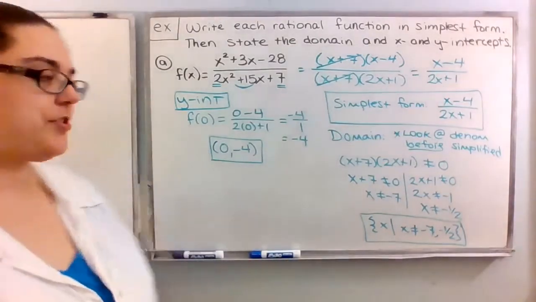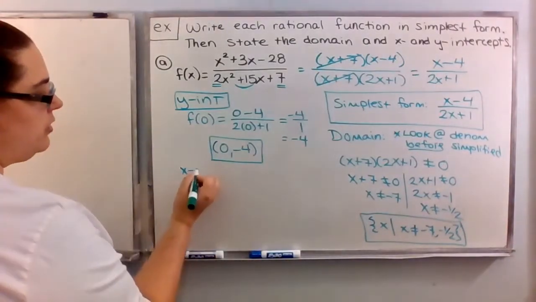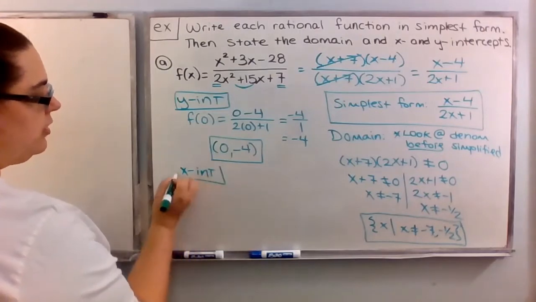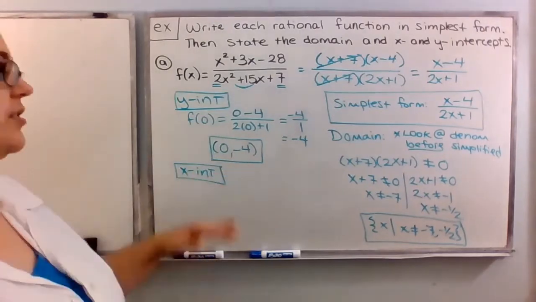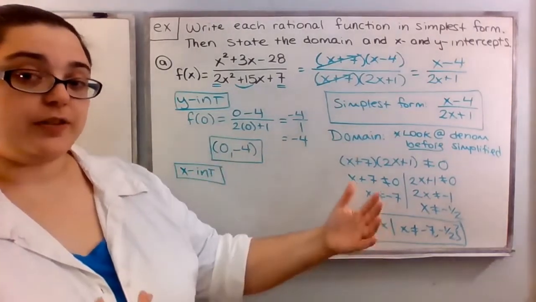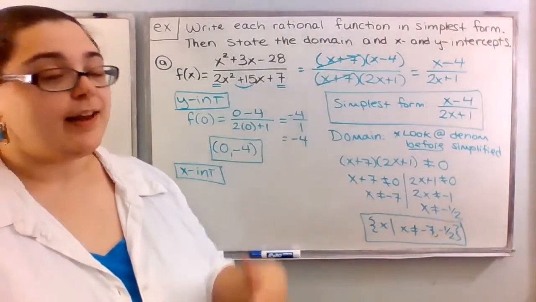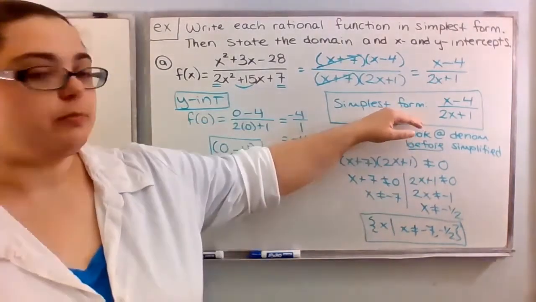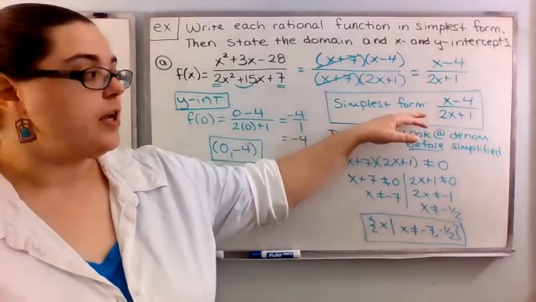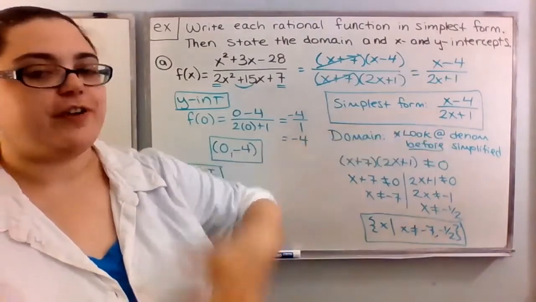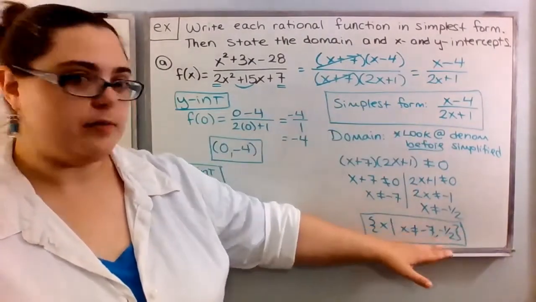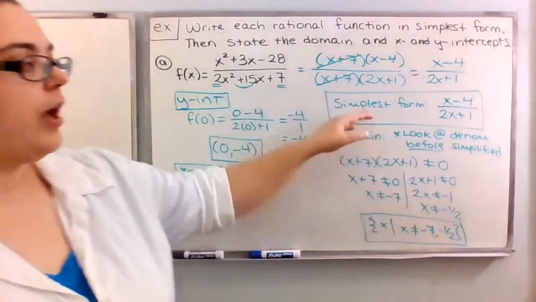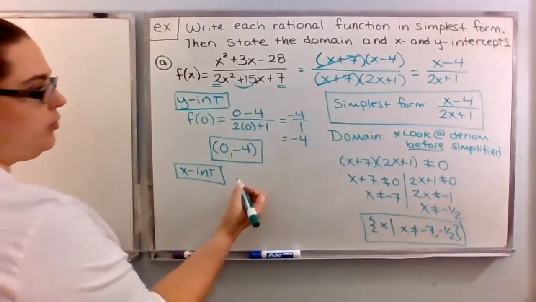To find the x-intercepts, we need to find when the function itself is equal to 0. Now, in this case, I do like to use the simplest form for this process so that I won't be tempted to find a value that is not in my domain. So I'm going to set my simplest form equal to 0.